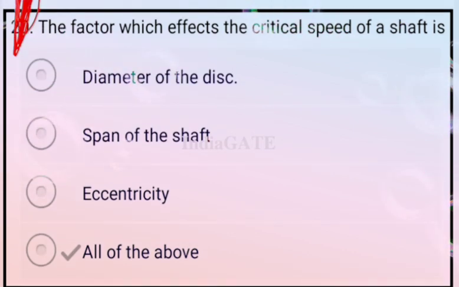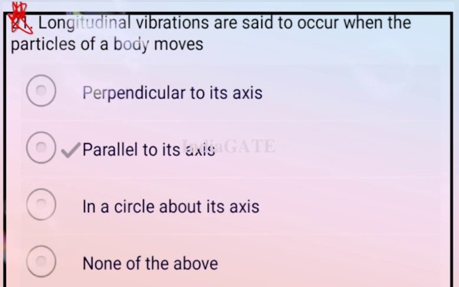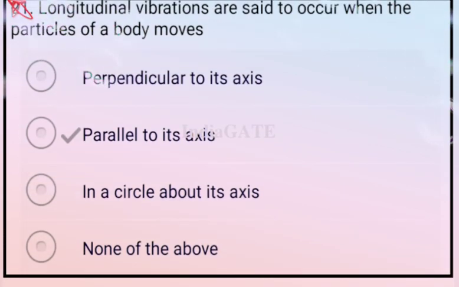The factors that affect the critical speed of the shaft: that is all of the above, means the diameter of the disc, span of the shaft and eccentricity. Okay, so option D is your correct answer. Now come to the next question. Longitudinal vibrations are said to occur when the particles of the body move parallel to its axis. So option B is your correct answer.